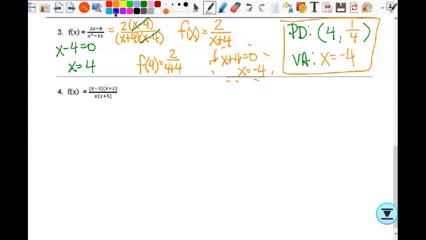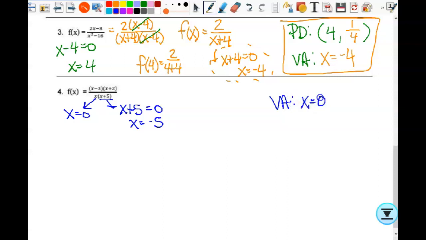Okay, good deal. So number 4 is already factored for me. Can I reduce anything? No. So in the denominator, I have 2 factors that contain x. I take both of them and set them equal to 0. X equals 0, x plus 5 equals 0. So x equals negative 5. So for vertical asymptotes, I have 2 of them, one at x equals 0 and one at x equals negative 5. These are equations of lines, so we write them separately. It's not a list of values, so I can't just say x equals 0, comma, negative 5. It's x equals 0 and x equals negative 5. I have 2 separate equations.